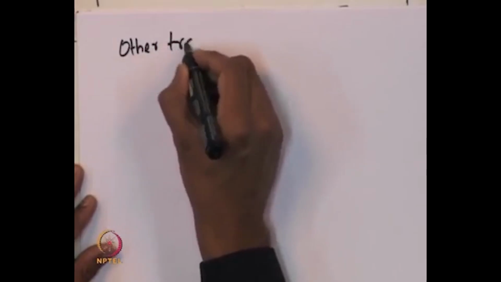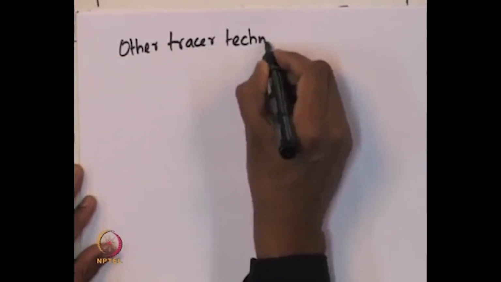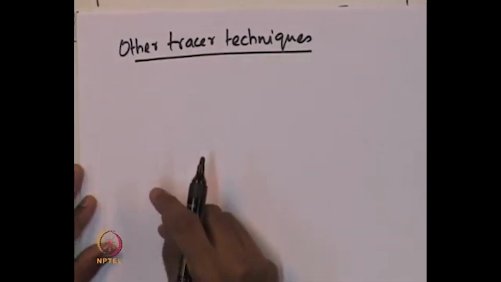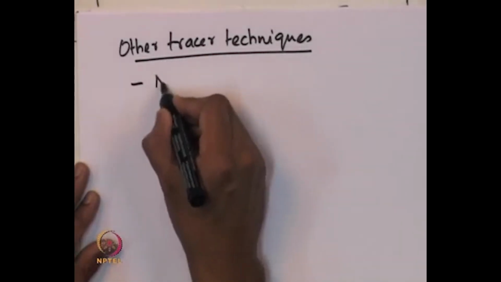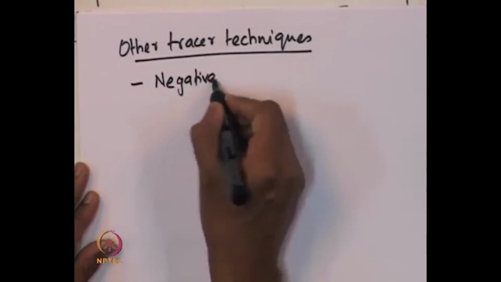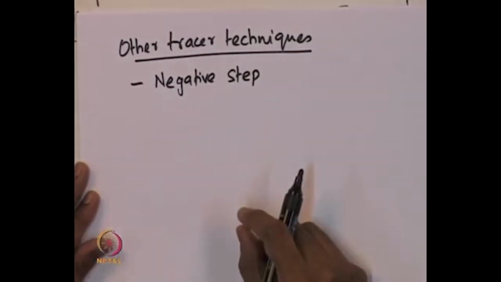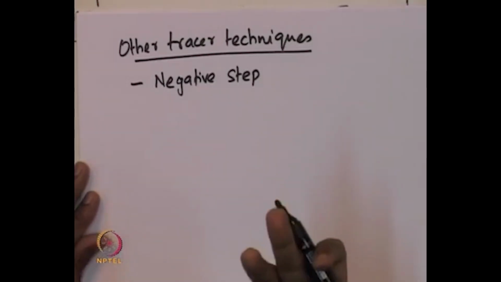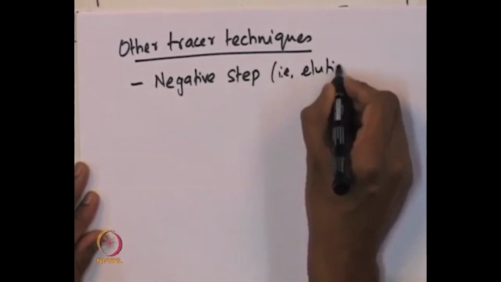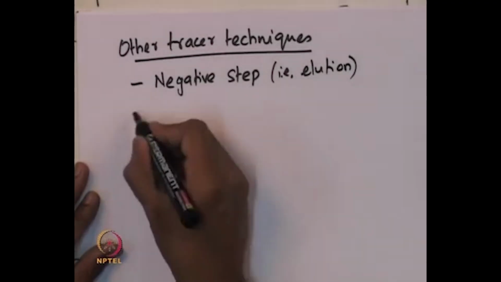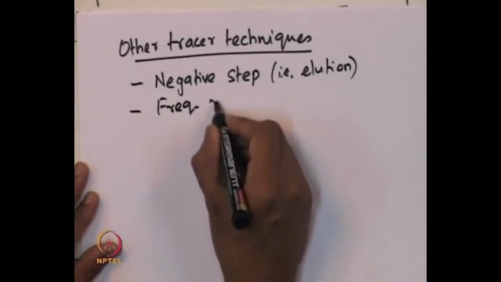So, are there other tracer techniques to measure the RTD function? The answer is of course yes. There are other tracer techniques, but these are not very commonly used because it is difficult to perform these experiments. One is the negative step tracer, where the concentration of the tracer is suddenly decreased, and it is not very easy to perform such an experiment. Basically, there is a dilution of the tracer in the feed stream. And then another method which is used is called the frequency response method.